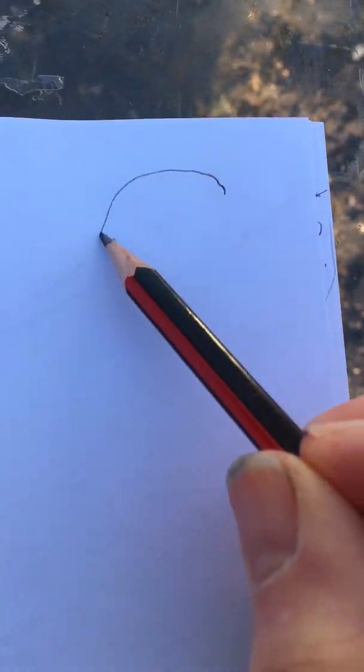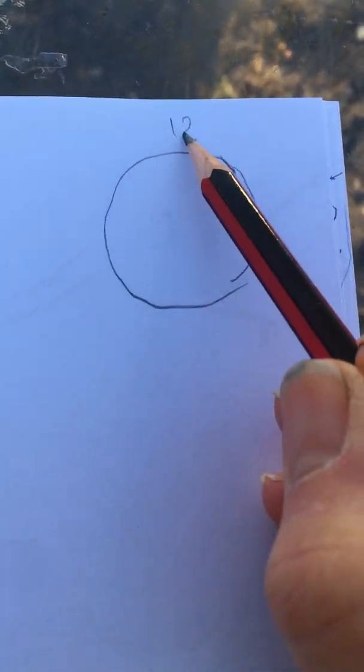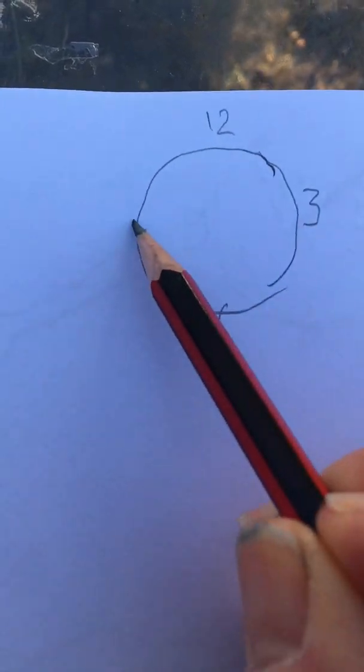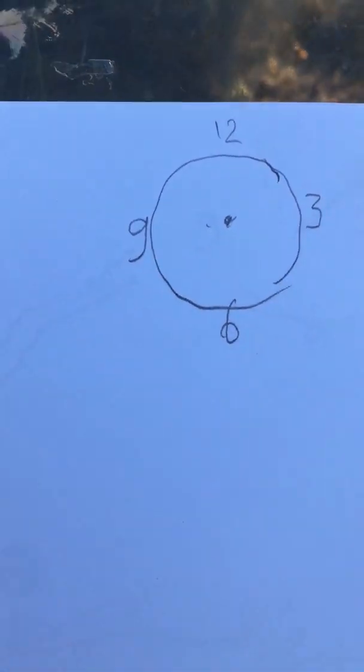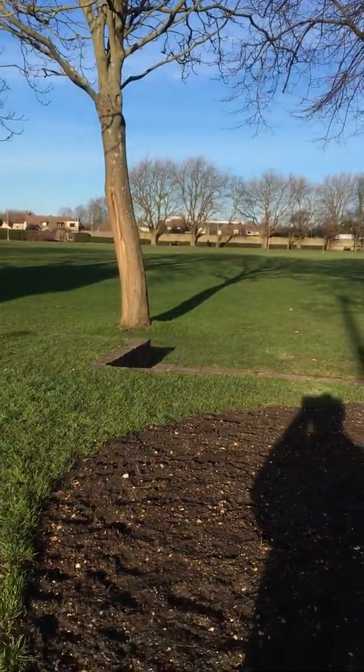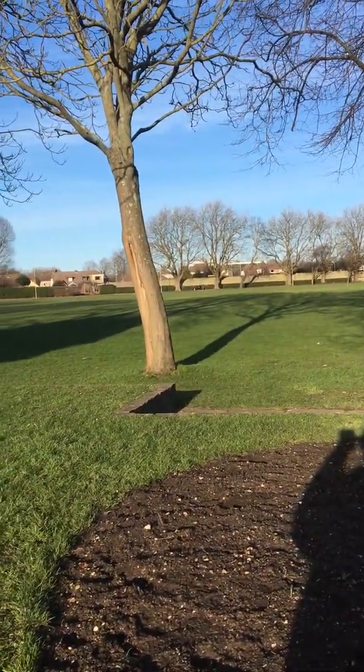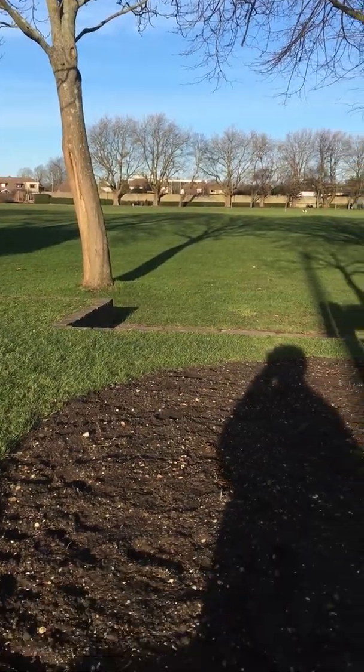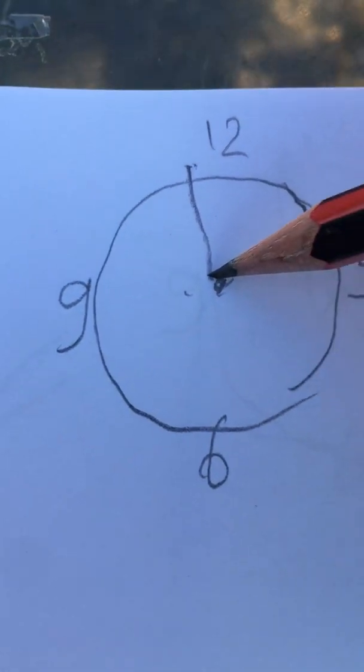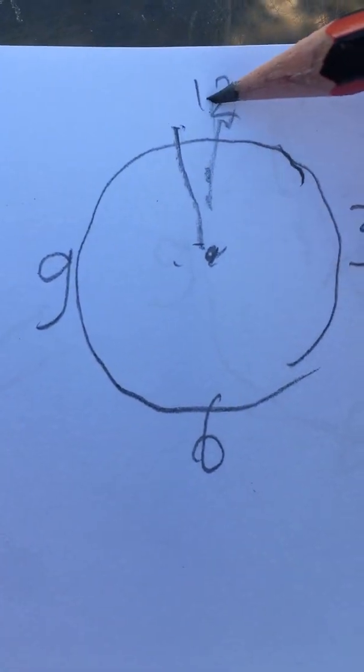And over here I'm going to draw a clock face. 12, 3, 6, 9. More about that later. So let's get back to the tree. It's not quite vertical. So I'm going to think of it as 11:30, not quite vertical like 12 o'clock.